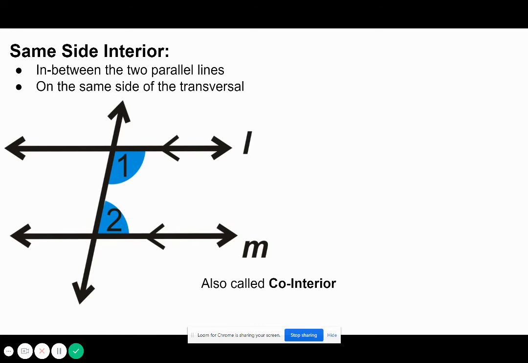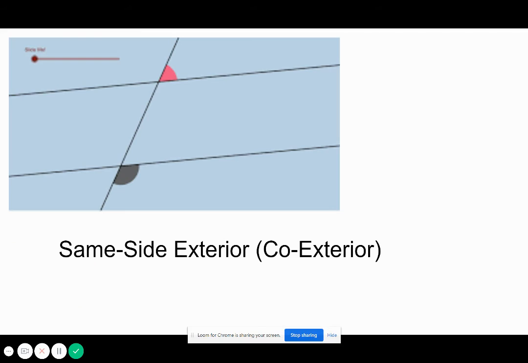Please notice, sometimes they are called co-interior. Same side interior is normal, but unfortunately Get More Math uses co-interior. It's just another word for the same thing. Same side interior, co-interior. The last one is same side exterior. Notice they're both on the right-hand side of the transversal, and they're outside the two lines. These are same side exterior or co-exterior.